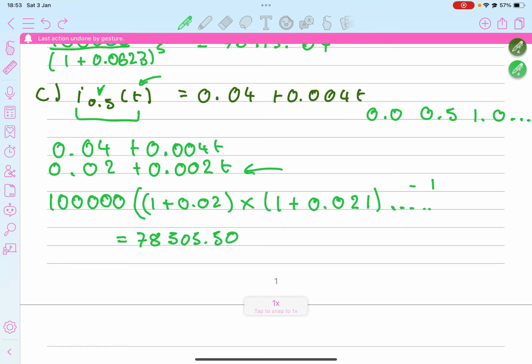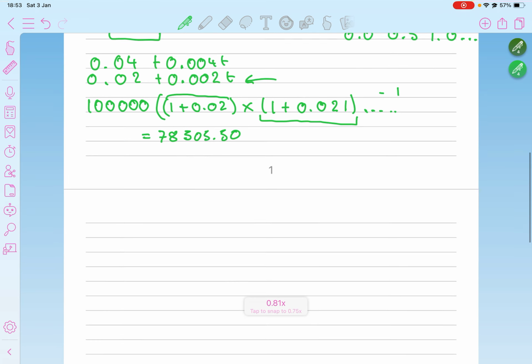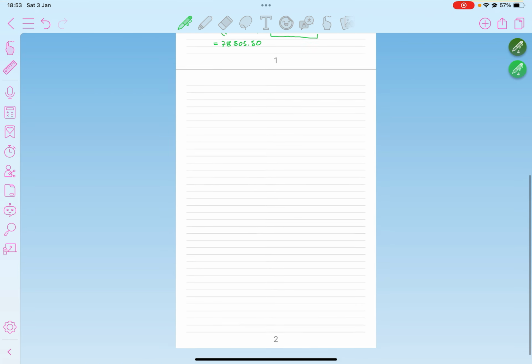Yeah, okay. So this individually is simple. You can see how these are simple interest rates because it's over 1 year, so it's times by 1. But it's all of them, so then it becomes compound and you times them all together. Okay, so that's question 1.